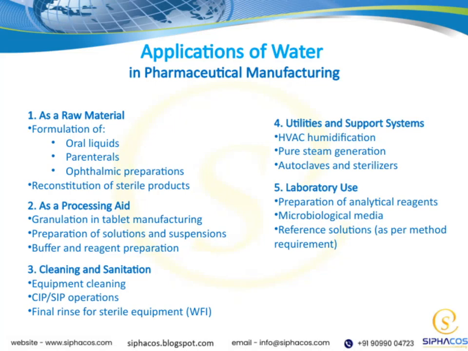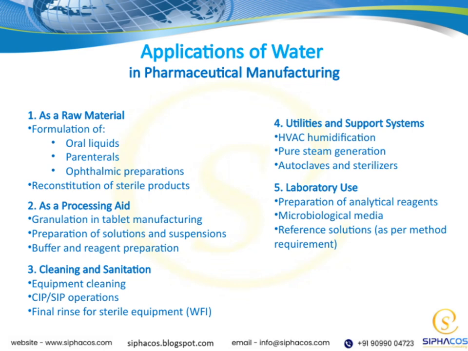Water plays a versatile and essential role in pharmaceutical manufacturing. First, as a raw material, it's crucial for formulating various products like oral liquids, parenterals, ophthalmic preparations, and for reconstituting sterile products. It's important that the water used here meets strict purity standards to ensure product safety. Secondly, water acts as a processing aid. For example, it's used in granulation during tablet manufacturing, preparing solutions and suspensions, and creating buffers and reagents. These processes rely heavily on high-quality water to ensure consistency and effectiveness.